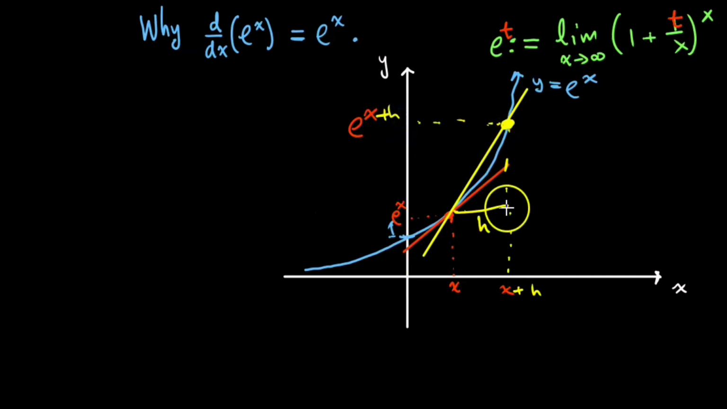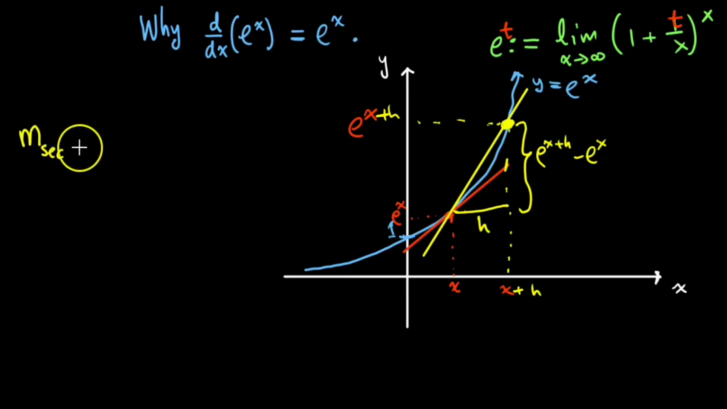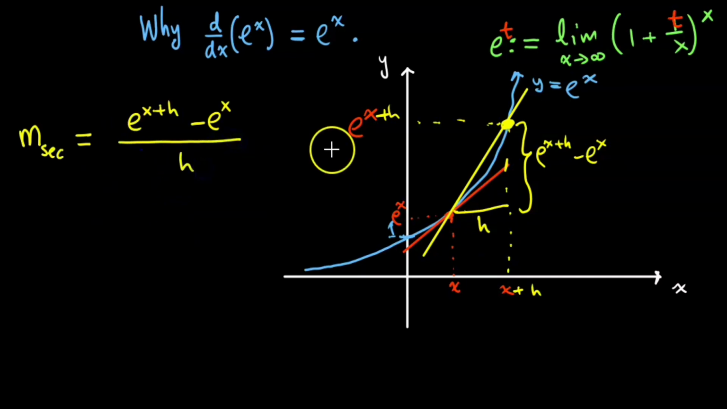Good. So these 2 points will help us find the slope using the point slope formula, which is given by the rise, that is the change in this axis, that will be e raised to the power of x plus h minus e raised to the power of x, divided by the run, that is the change in the x coordinate, which will be x plus h minus x, which gives us h. So the slope of this secant line, let's use m for the slope of the secant line, m sub sec, is e to the power of x plus h minus e raised to the power of x, that's the rise, divided by the change in the x coordinates, which is h. Good, that's the slope of the secant line.